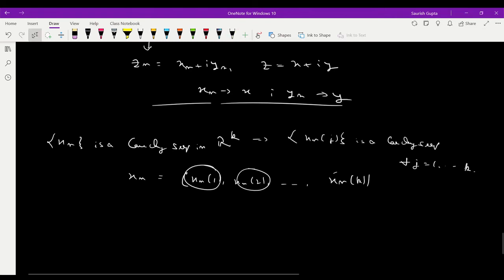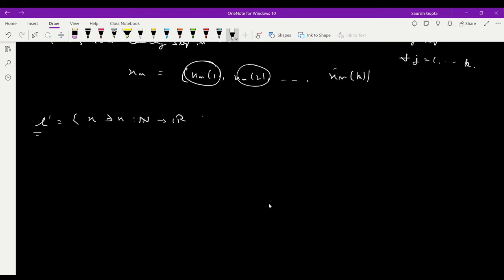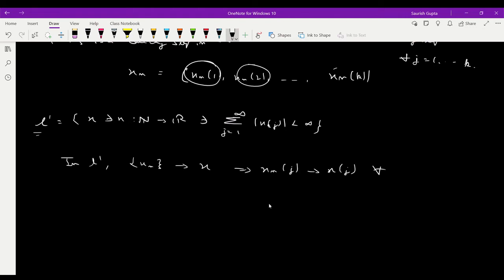Now let us see a very important example. Suppose you take L1. What is L1? L1 is the set of all those sequences such that their sum is finite, or rather they are convergent. Suppose you have L1. So in L1, any sequence xn converging to x implies xnj converges to xj for all j, right?